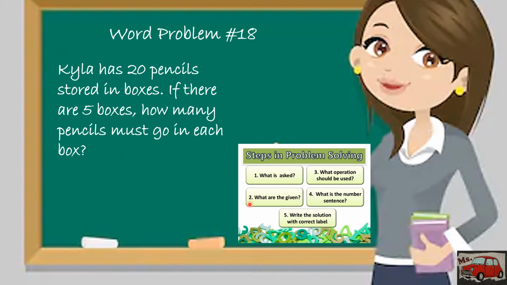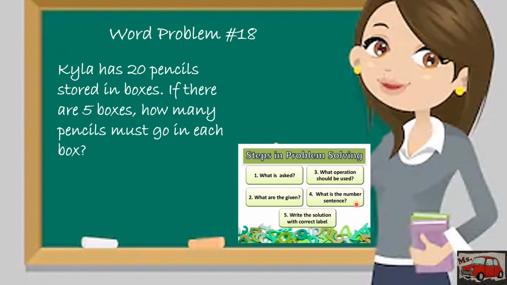Second, what are the given? So, we have 20 pencils and 5 boxes. Alright? Third, what operation should be used? So, since ang keyword natin dyan is each box, so, ang gagawin nating operation is division. Since meron tayong 20 pencils in total at meron tayong 5 boxes.